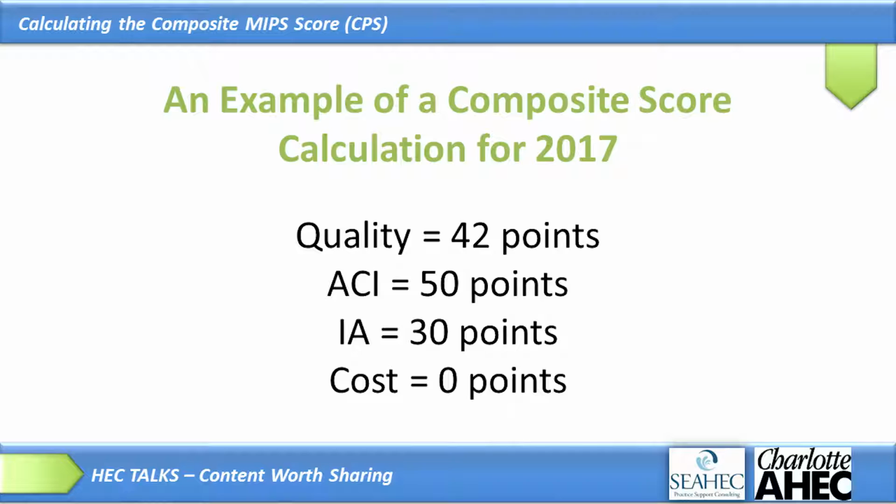Remember that if you choose to do nothing and not participate, then you will get a negative 4% payment adjustment for the 2019 payment year. Ready? It's now time to work through a calculation. We will assume that the numerical examples used for the 4 categories, as described, all apply to the same provider or group of providers. We will calculate a CPS from these 4 performance categories: quality, ACI, IA, and the cost.